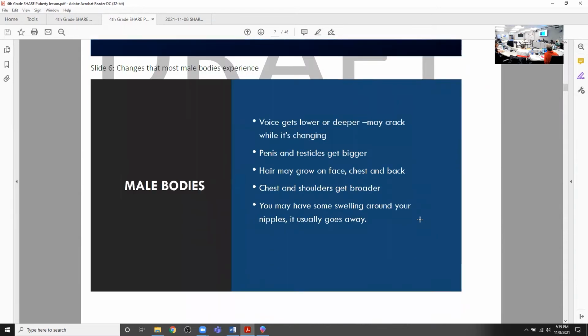Changes that most male bodies experience: voice gets lower or deeper and may crack while it's changing. Penis and testicles get bigger. Hair may grow on the face, chest, and back. Chest and shoulders get broader. You may have some swelling around your nipples. It usually goes away.